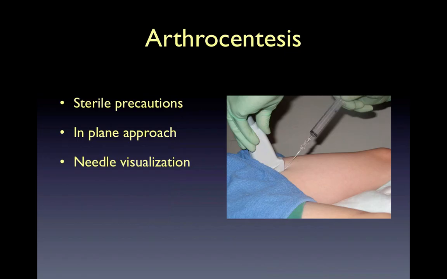Arthrocentesis is performed first by sterilely prepping and draping the area overlying the femoral neck, applying a local anesthetic, and then directing the needle in plane with the transducer towards the anterior synovial space with real-time needle visualization. This technique is similar to that used when performing vascular access using a longitudinal approach.